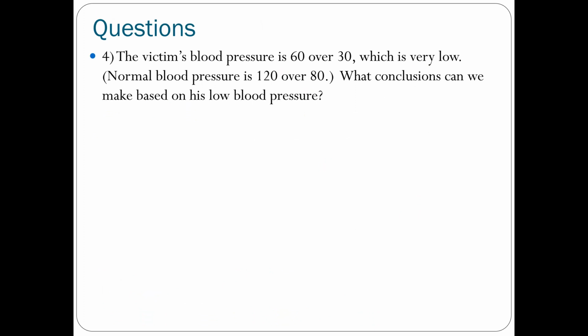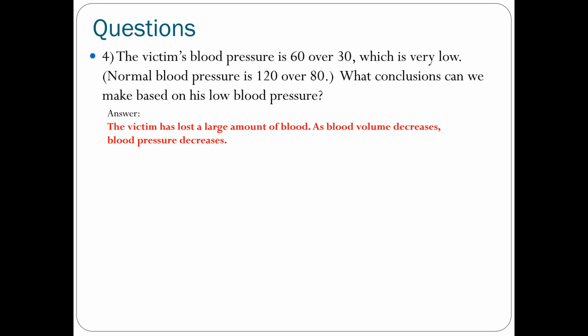Number 4. The victim's blood pressure is 60/30, which is very low. Normal blood pressure is 120/80. What conclusions can we make based on his low blood pressure? So low blood pressure is usually due to a loss of blood. So the victim has lost a large amount of blood, and as the blood volume decreases, the blood pressure decreases because there is less fluid inside the vessels to maintain pressure.